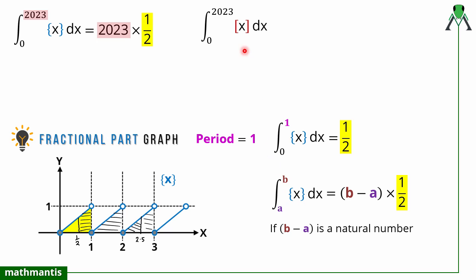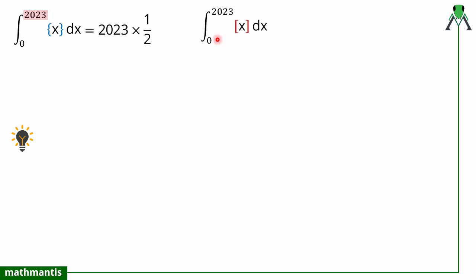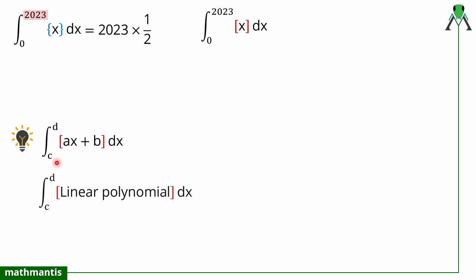Now we will evaluate the greatest integer function integral. To evaluate the greatest integer function integral, let me give you a thought process which you can keep in your mind. If you have to evaluate a definite integral of the greatest integer function, and if that function is a linear polynomial, you can directly solve it by changing it to the fractional part function. It should be a linear polynomial. It can be directly changed to fractional part and easily solved in that way.